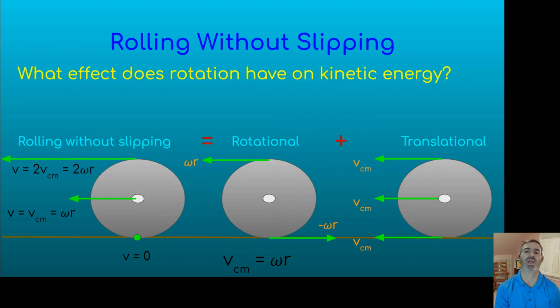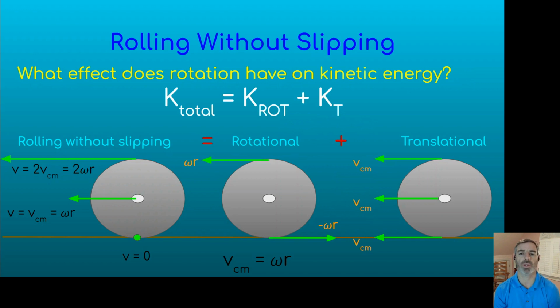So what effect does rotation have on kinetic energy? Well, for the total kinetic energy, we have to take the sum of the rotational kinetic energy and the translational kinetic energy.